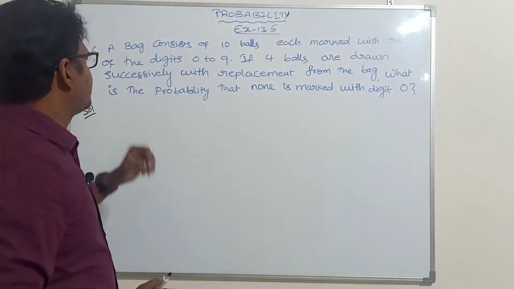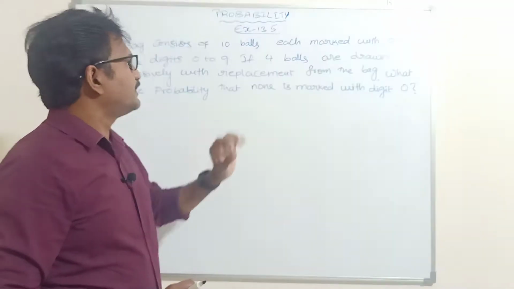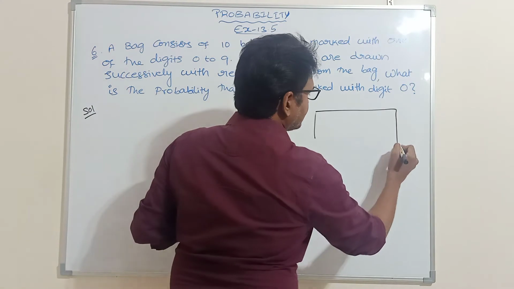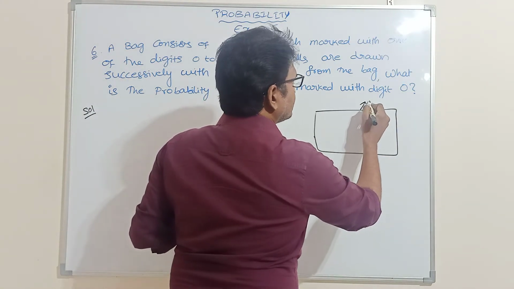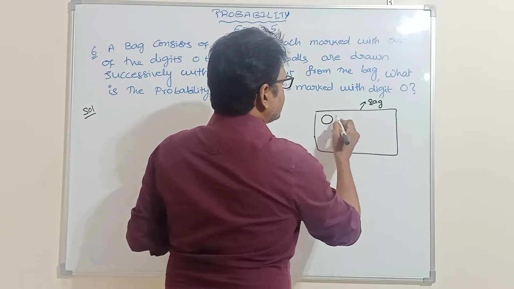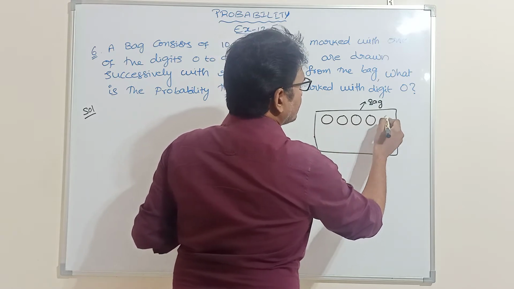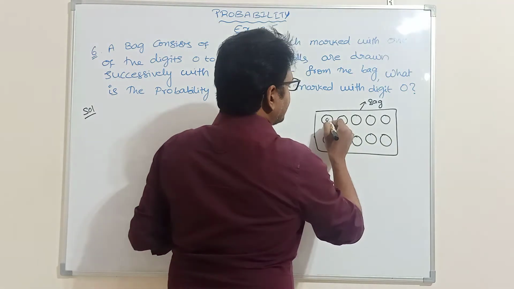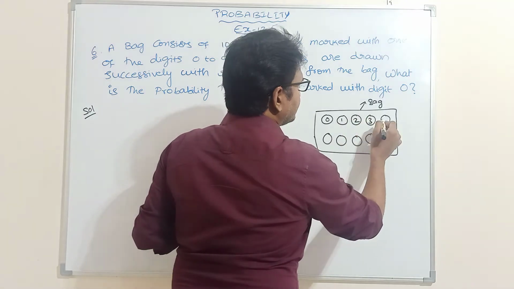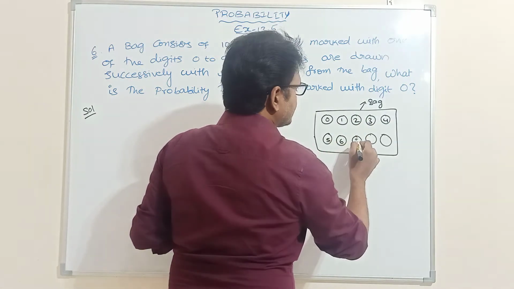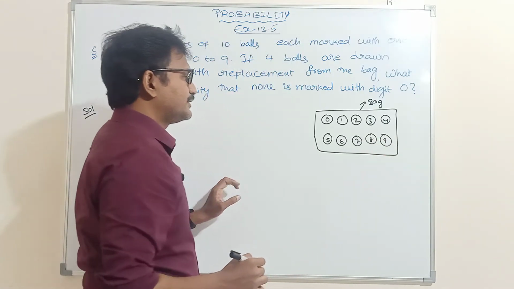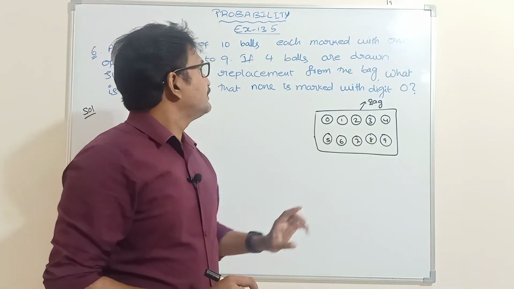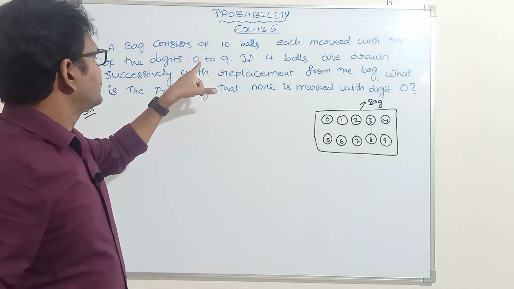So in that sixth problem, a bag consists of 10 balls each marked with one of the digits 0 to 9. Here the bag is there. In this bag 10 balls are there: ball 1, ball 2, ball 3, up to ball 10. They are marked with 0, 1, 2, 3, 4, 5, 6, 7, 8, 9. So total 10 balls, marked with 0 to 9.